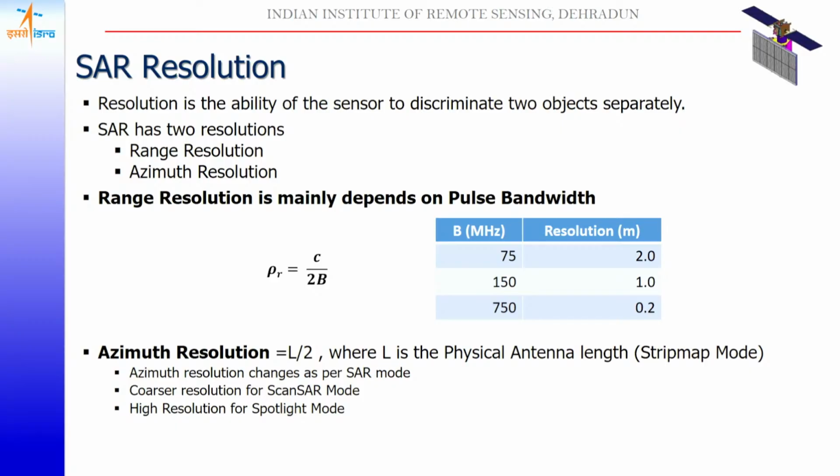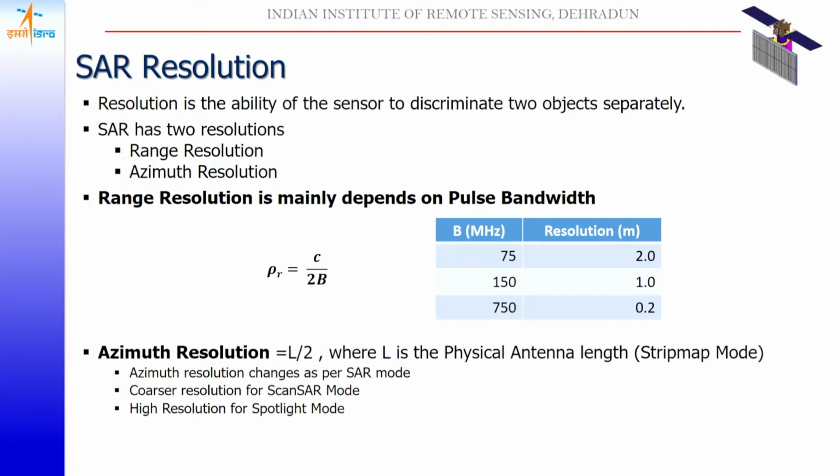in the case of the strip map mode. As you know, we have different imaging modes. One is called the strip map mode, then the scan SAR mode, and the spotlight mode. Strip map mode is mostly the default mode in every synthetic aperture radar processing system. So we have L by 2 resolution in the case of the strip map mode, but it can vary depending on the mode.